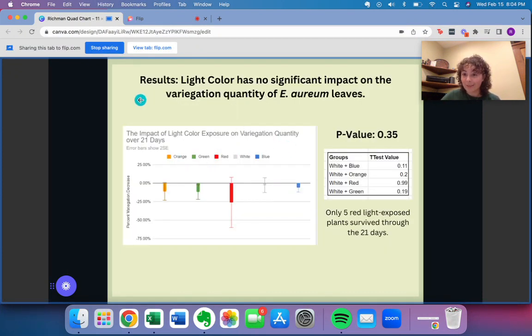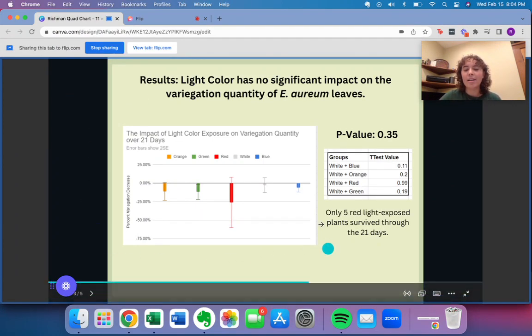So, results. I found that light color has no significant impact on the variegation quantity of Eoram leaves. Plant retailers don't have to worry about it. So let's dig into these results. Let's look at the graph first. So these are the 5 different groups I had.